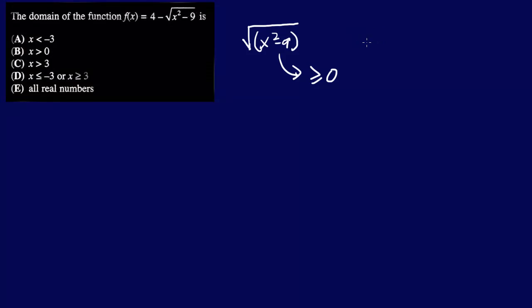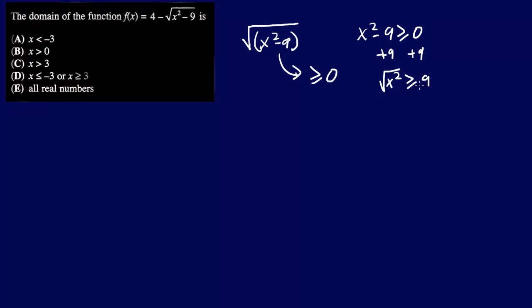So what we'll do is set that greater than or equal to 0. We'll say x squared minus 9 is greater than or equal to 0. And let's go ahead and solve for x squared. So we add 9 to both sides, and then we have x squared is greater than or equal to 9.